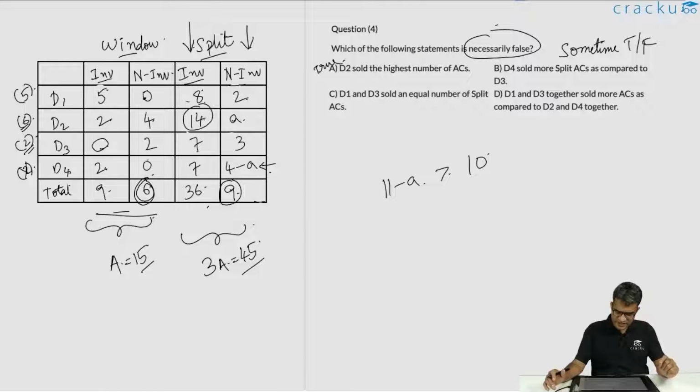D1 and D3 sold an equal number of split ACs. D1 sold 10, which is 8 plus 2. D3 also sold 10, which is 7 plus 3. So this is definitely true.